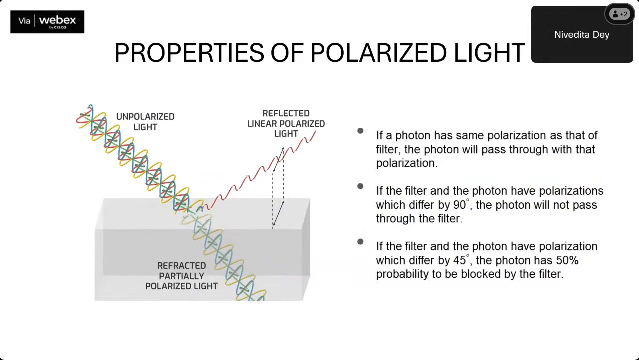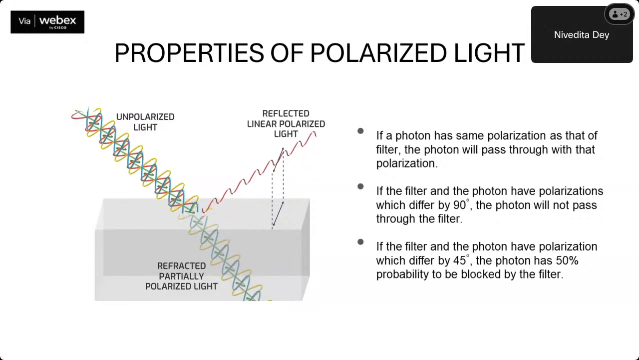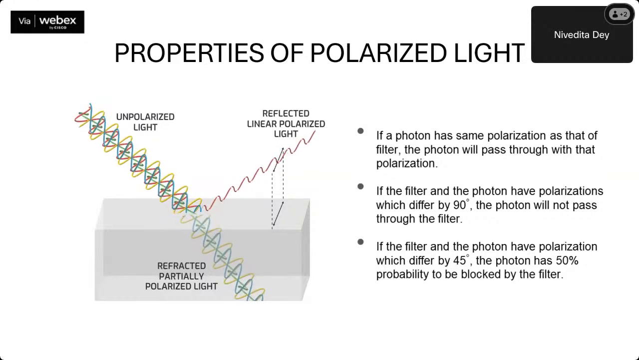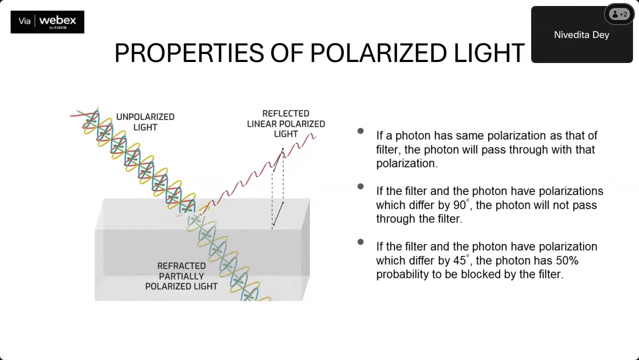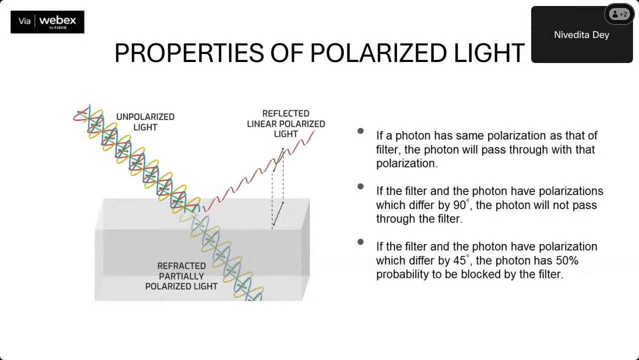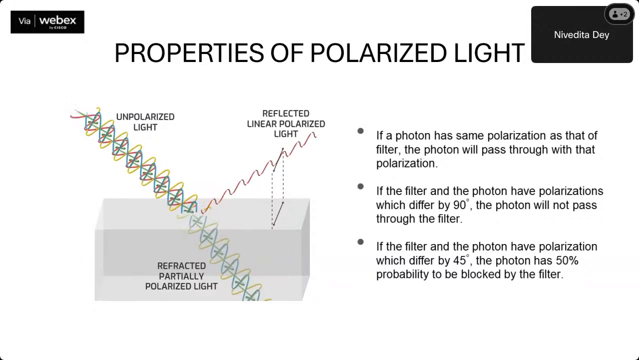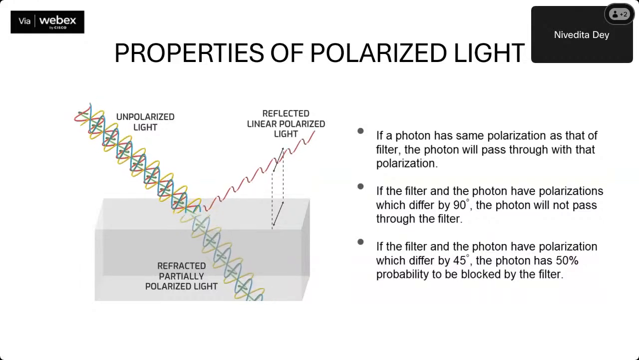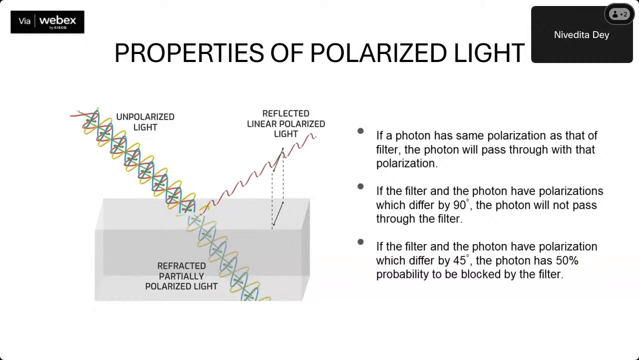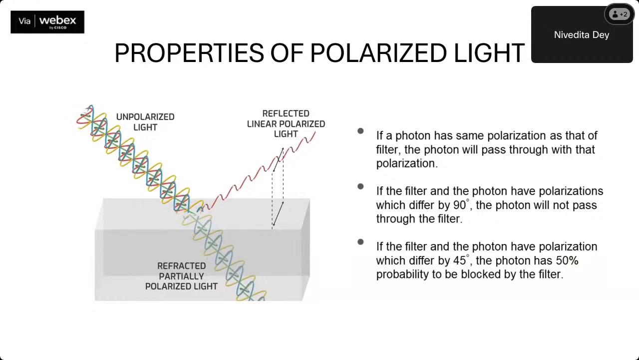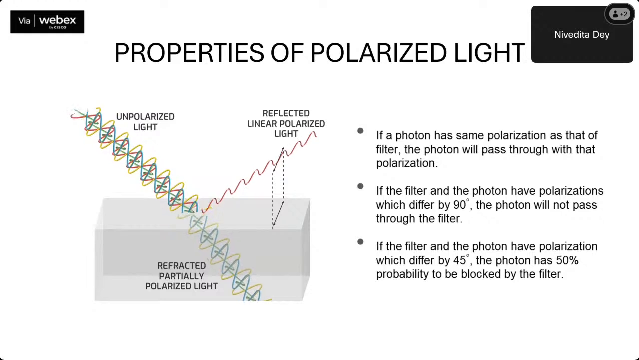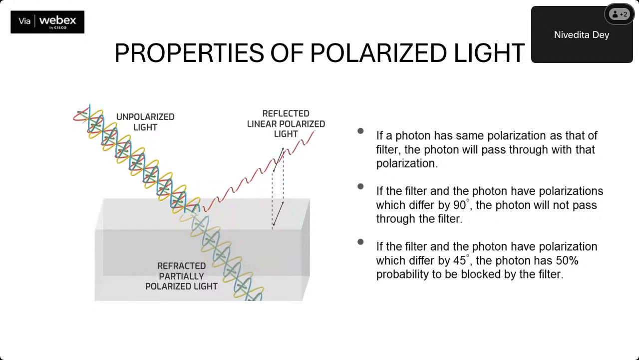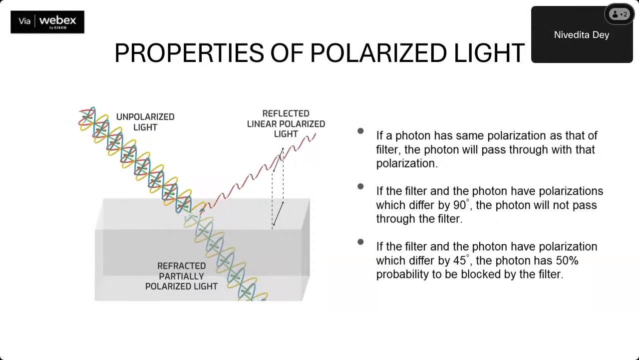Okay. Now, properties of polarized light. If a photon has the same polarization as that of the filter, then the photon will pass through with that polarization. Definitely. Now, if the filter and the photon have polarizations which differ by 90 degrees, then the photon will not pass through the filter. And if the filter, that is a Polaroid filter, and the photon have polarizations which differ by 45 degrees, the photon has a 50% probability to be blocked by the filter.